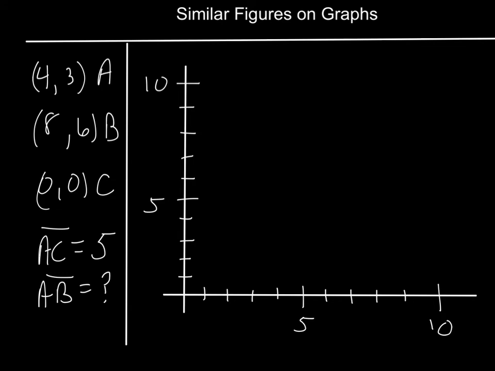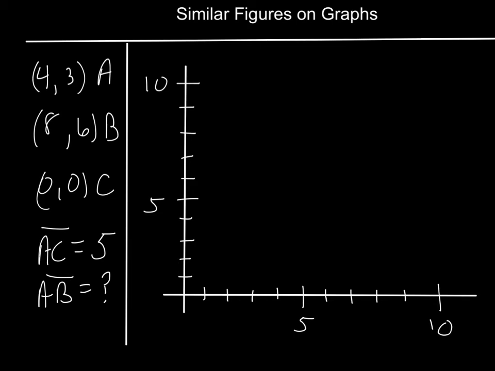Okay, so here we have some points that are given, and we have a graph set up here. The points are 4, 3 for point A, 8, 6 for point B, and we're starting at the origin, which is 0, 0. They say the distance from A to C is 5, and they want you to find the distance from A to B.